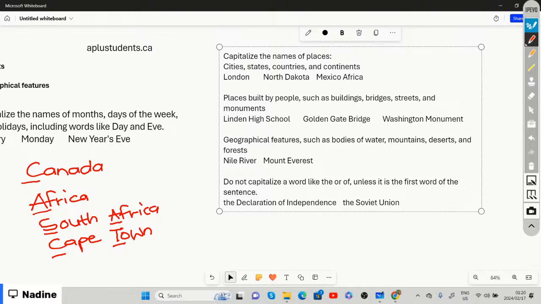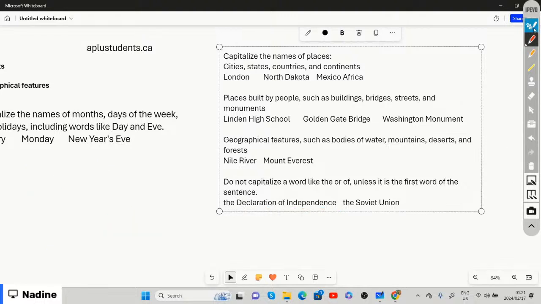And we do not capitalize words like the or of, right? For example, let's say like here, the Declaration of Independence. We don't capitalize the and we don't capitalize of. Only Declaration and only Independence we capitalize, right? As well as the Soviet Union. The only time we capitalize either the or of is when it is in the beginning of a sentence, or the first word of a sentence.